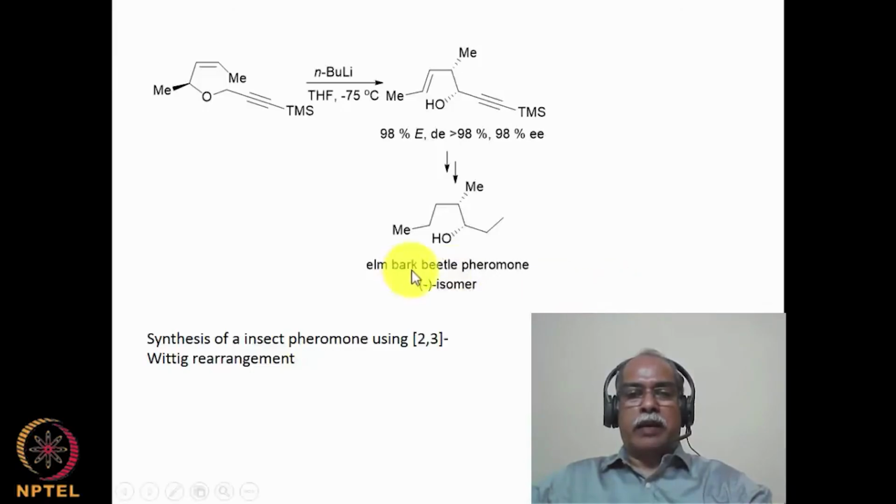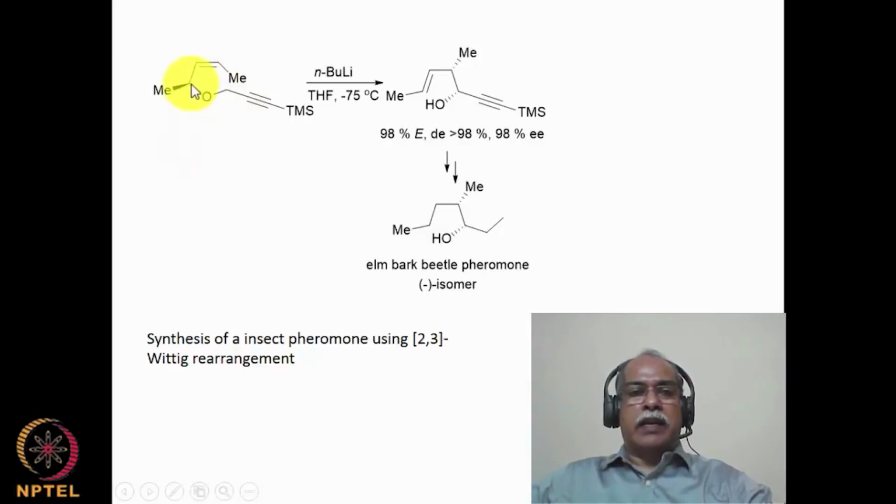For example, it could be attracting a male, the female may be excreting the pheromone, which is this particular pheromone, and so on. So these are essentially signaling chemicals which are secreted by insects. In this particular instance, this optically pure isomer of this particular propargyl allyl ether is treated with butyl lithium. Again, a propargyl alkoxy anion is generated here, which undergoes the 2,3 sigmatropic rearrangement.